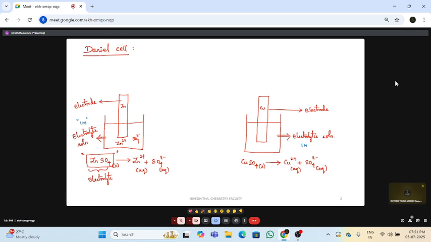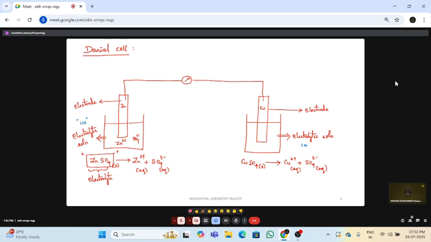Now I'm going to connect these two electrodes. I'm going to use a conducting wire to connect these two halves. Here I'm going to have a voltmeter. Okay. From this voltmeter, I can see the deflection. I can see the potential difference between zinc and copper.